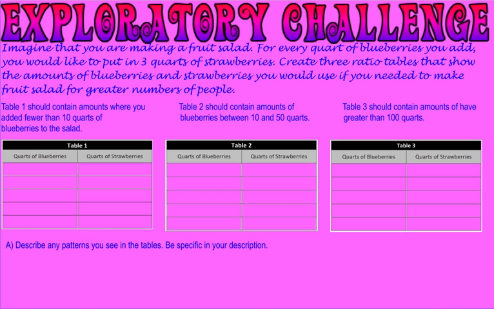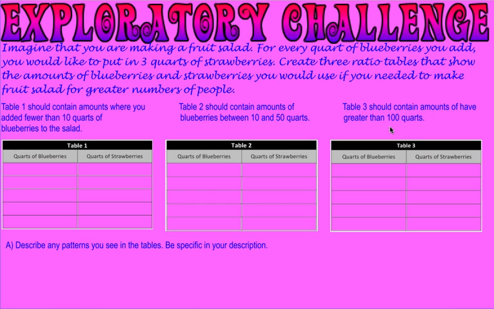So right here, we're going to look at these three tables, and we're going to imagine that we are making a fruit salad. For every quart of blueberries we add, we need to put in 3 quarts of strawberries. We're going to create 3 ratio tables that show the amounts of blueberries and strawberries we would use if we need to make fruit salad for greater numbers of people. The first table is going to have amounts that are less than 10 quarts. Then here we are going to do blueberries between 10 and 50 quarts. And then in table 3 we're going to do amounts greater than 100 quarts.